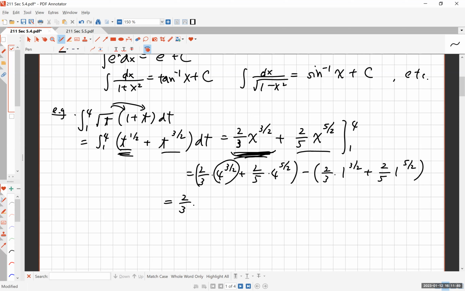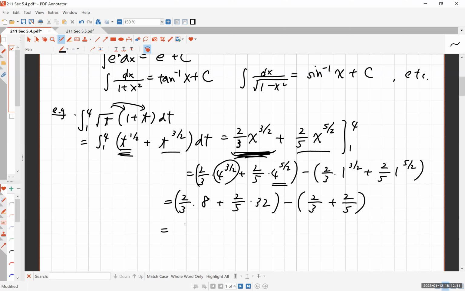Remember, 4 to the 1/2 is the square root of 4. That's 2. And so this is 2 to the 3rd, which is 8. Okay. Now again, 4 to the 1/2 is 2, and then 2 to the 5th is 32. That's the first part. The second part is 2/3 plus 2/5.